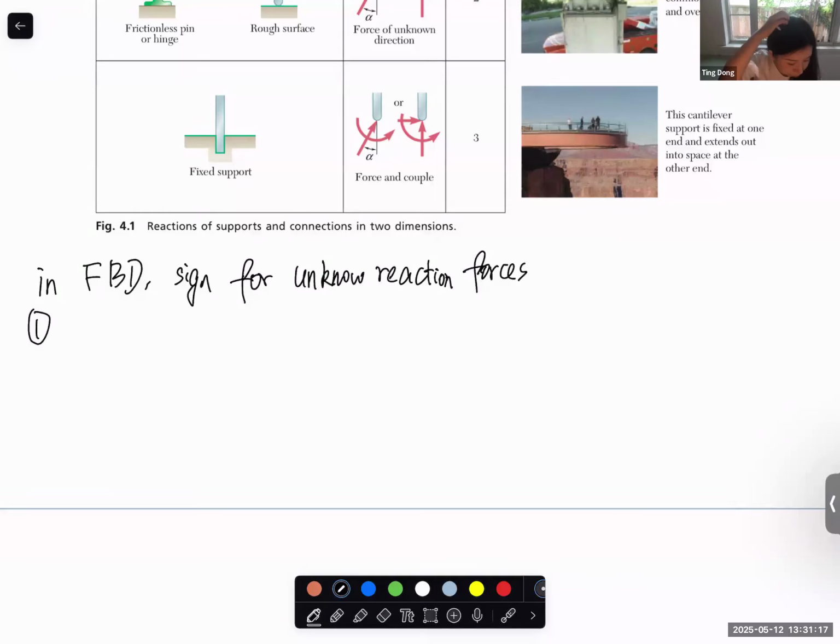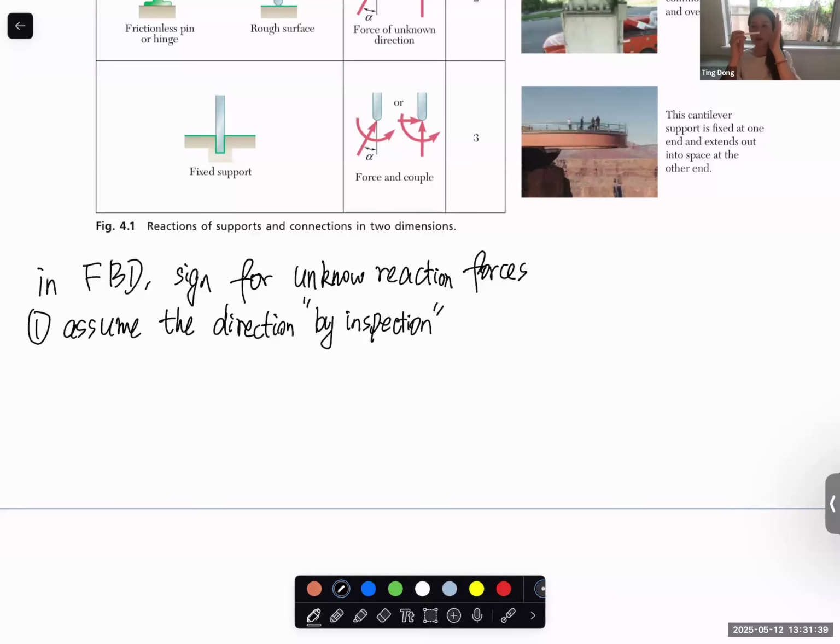The first one is assume direction by inspection. Again, let's say I have a 1D bar problem, I just use this simple example to help you understand this part here. Let's say you have a 1D bar, you apply tensile force on this free end.